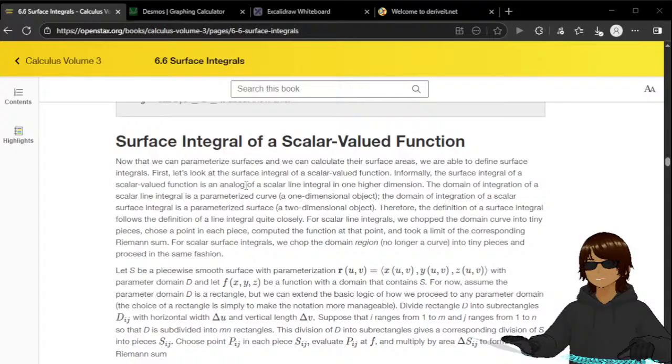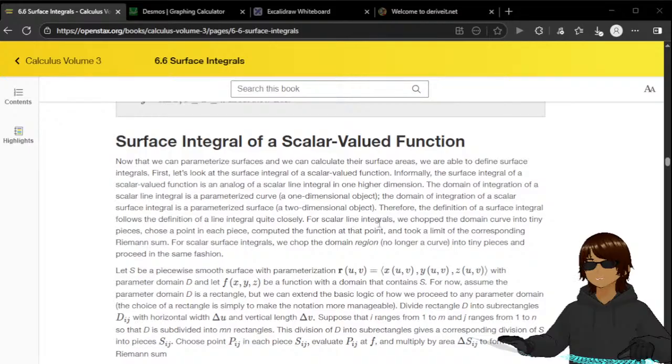First, let's look at the surface integral of a scalar valued function. The surface integral of a scalar valued function is an analog of a scalar line integral in one higher dimension. The domain of the integration of a scalar line integral is a parameterized curve. The domain of the integration of a scalar surface integral is a parameterized surface. Therefore, the definition of a surface integral follows the definition of a line integral quite closely.